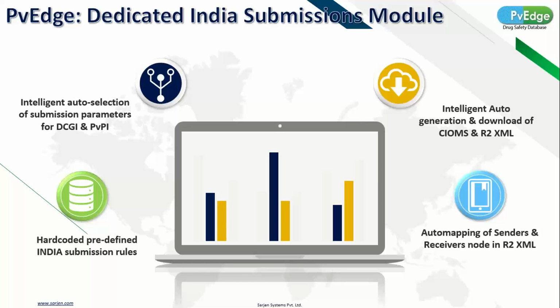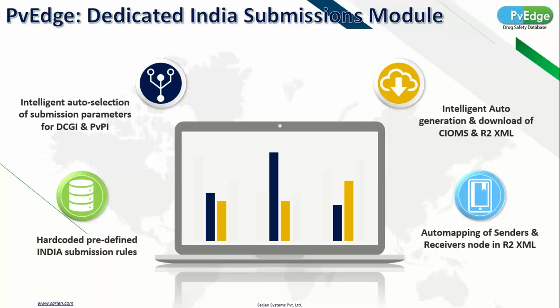Whenever you submit to any regulatory authority, it is a mandatory criterion that you select the sender and receiver node details, because without the recipient and sender node you cannot submit the safety report to a regulatory authority. Normally, whenever you pull the R2 XML, you have to manually select the sender and receiver details. But we at PVH have implemented automated selection of those parameters. You don't need to do any manual work. You can directly pull out the R2 XML reports specific to PvPI for submission.